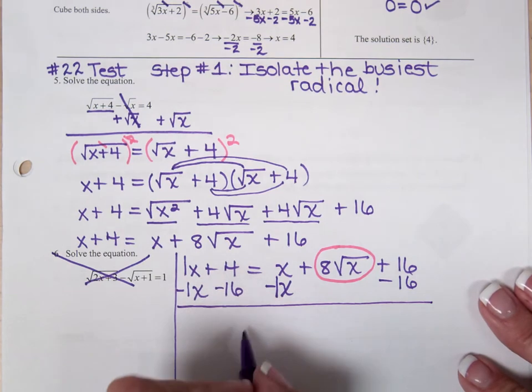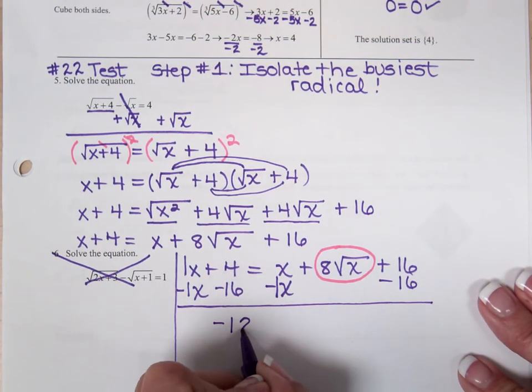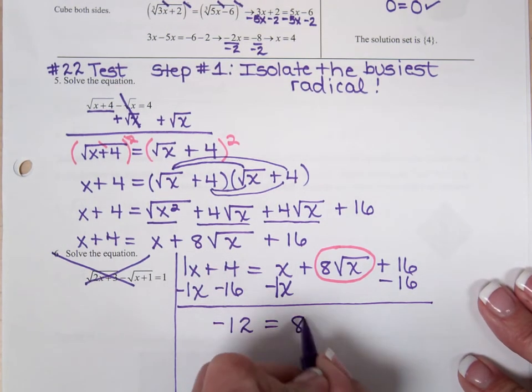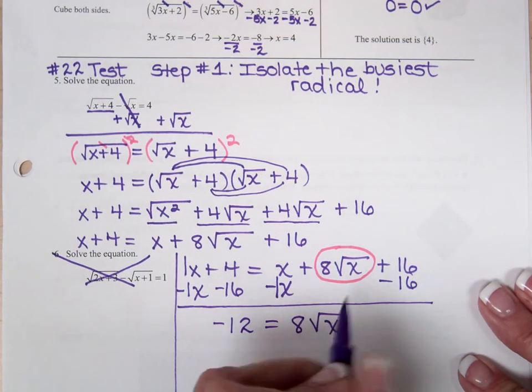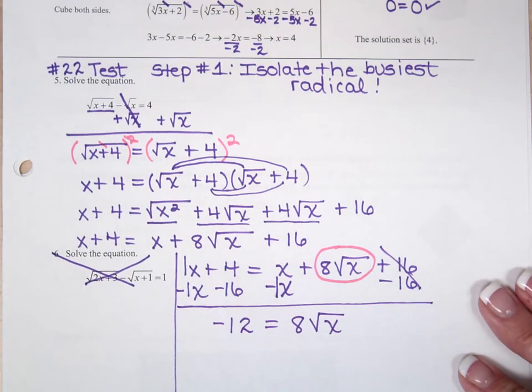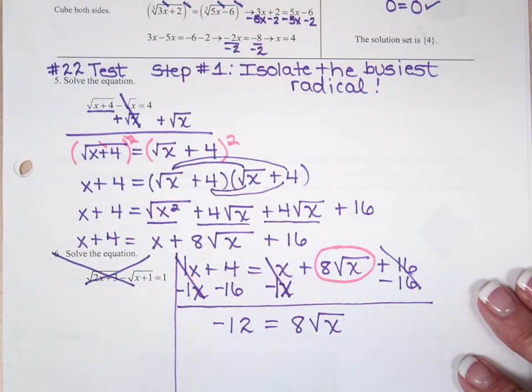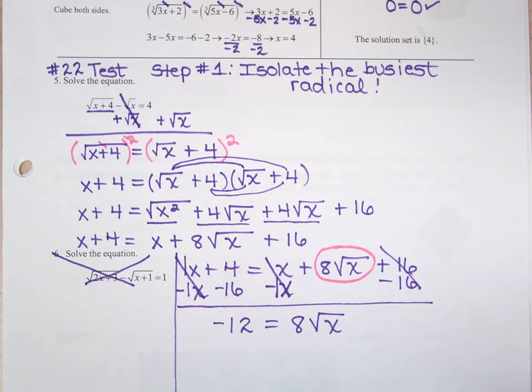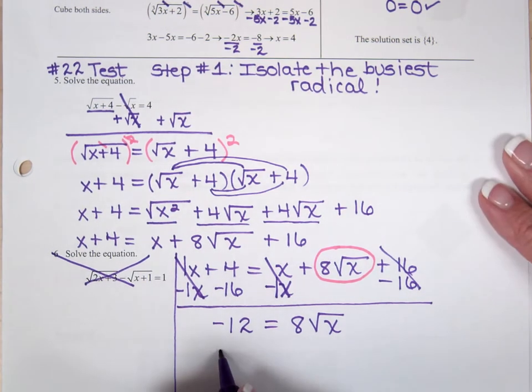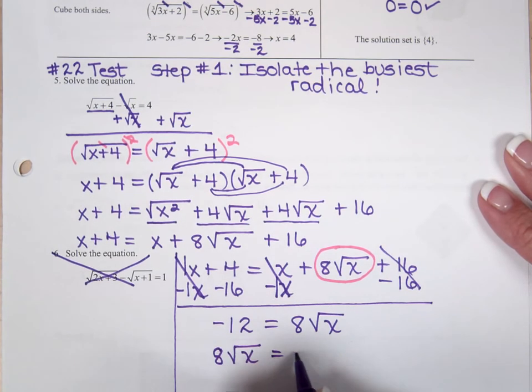And I get negative 12 equals 8 square root x. Because 16 minus 16 cancels, 1x minus 1x cancels, 1x minus 1x cancels to become 0. So this is my new problem. So I haven't quite isolated my radical. Let's go ahead and flip the equation over. I like to have my x on the left.